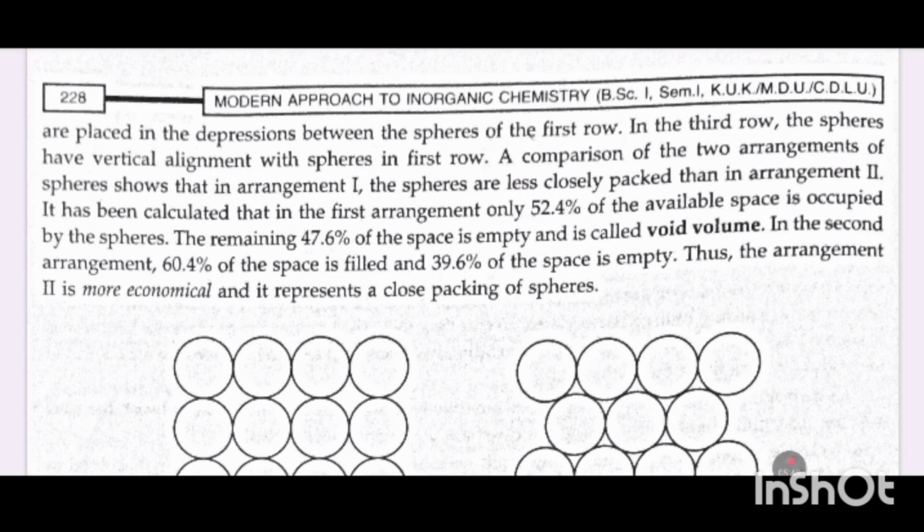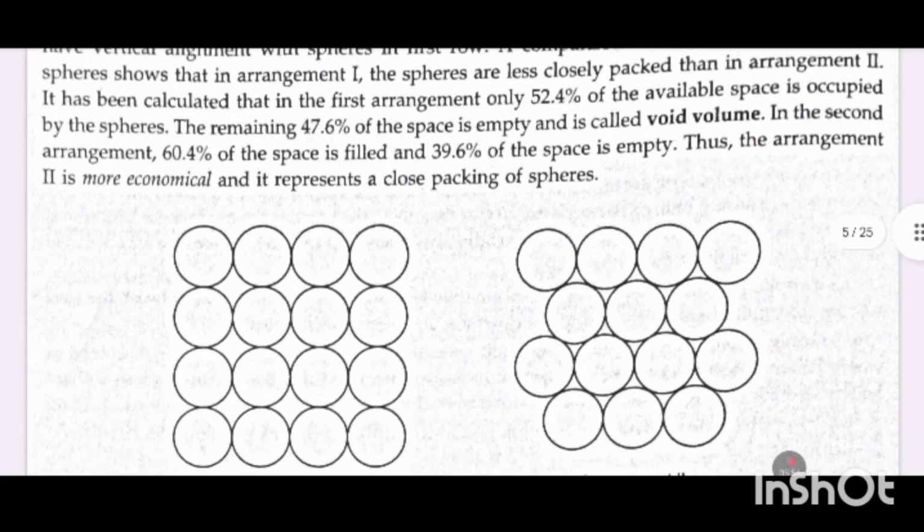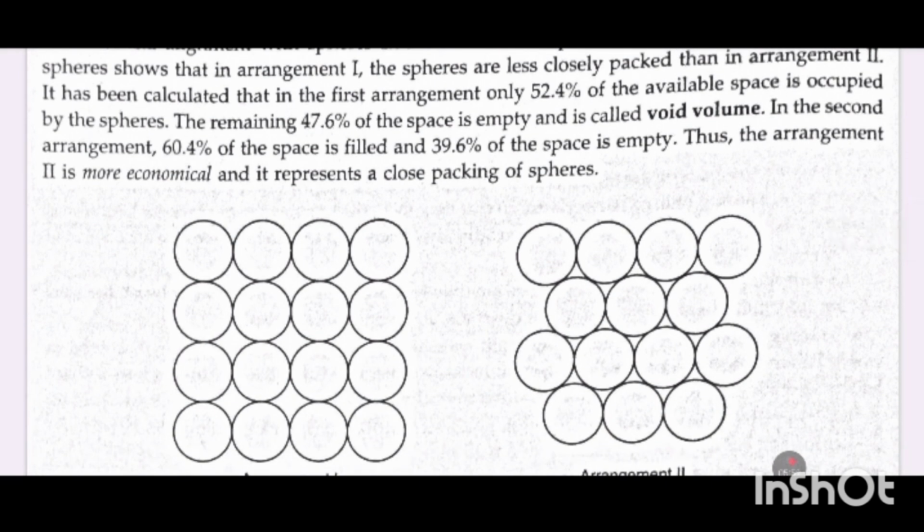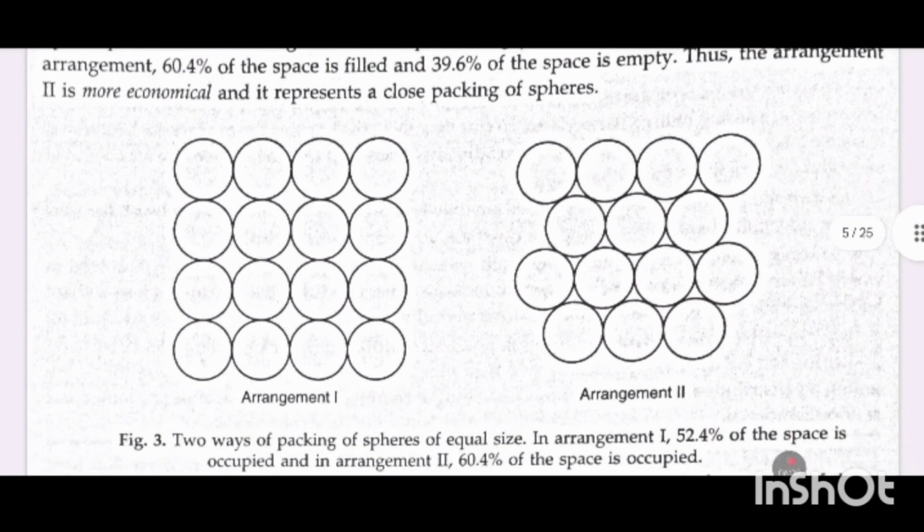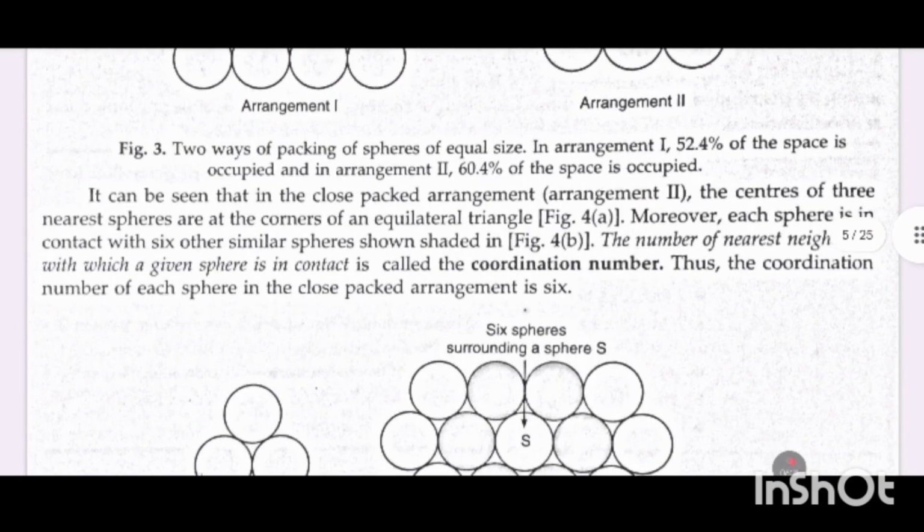It has been calculated that in the first arrangement only 52.4% of the available space is occupied by the spheres, and the remaining 47.6% of the space is empty and is called void volume. In the second arrangement, 60.4% of the space is filled and 39.6% of the space is empty. Thus, the arrangement second is more economical and it represents a close packing of spheres.